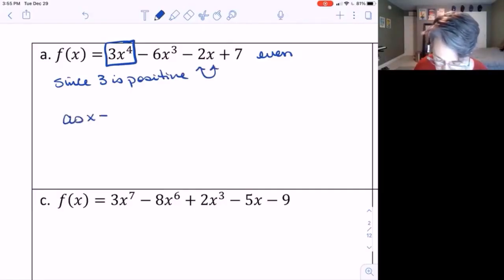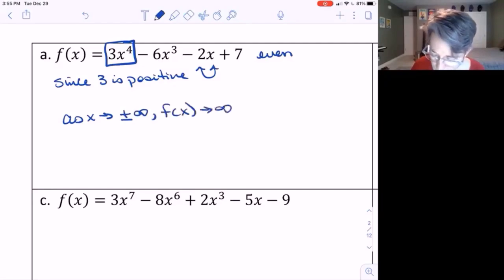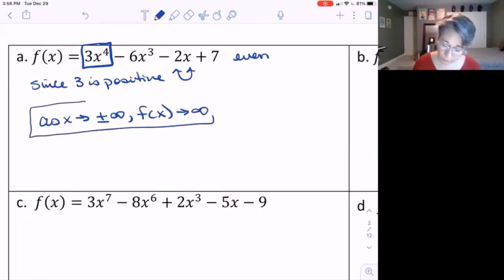As x approaches positive or negative infinity, our function value is going towards positive infinity. In other words, it's increasing, going up. So this is actually the answer. Everything else just kind of helps us get that answer.